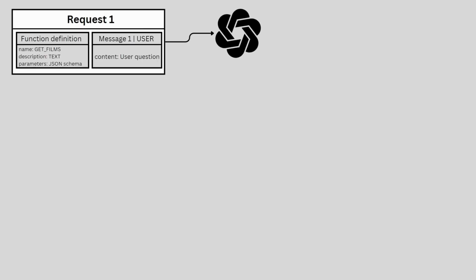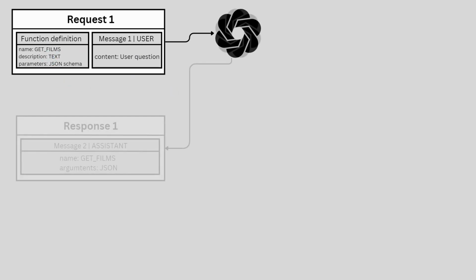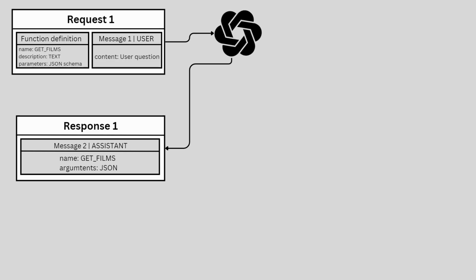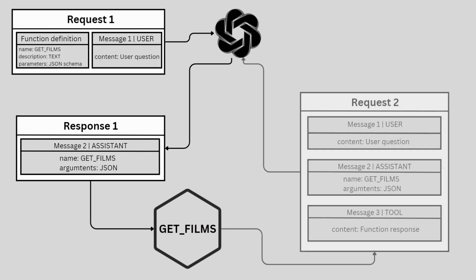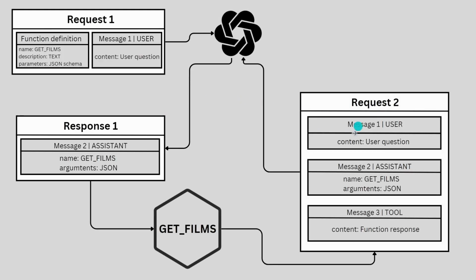Now let's summarize all this with schema. Here is the AI model and the first request is sent to the AI model. It consists of first message with role user and user question and function definition with name, description and parameters. Then the AI model decides to call the function, so it sends a message with role assistant, function name and parameters for the function. So then the function is called and a second request is sent to the AI.